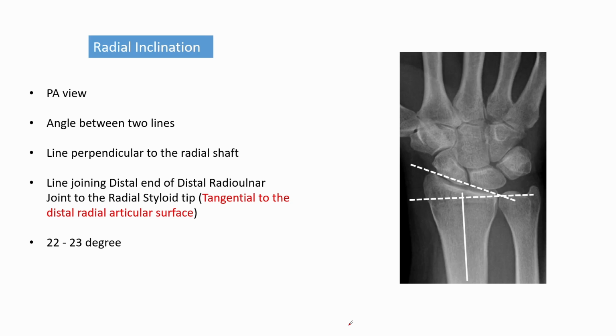The acceptability criteria is that the radial inclination should be at least 10 degrees, or there should not be loss of more than 5 degrees of radial inclination post reduction. Both these criteria are given in different sources.